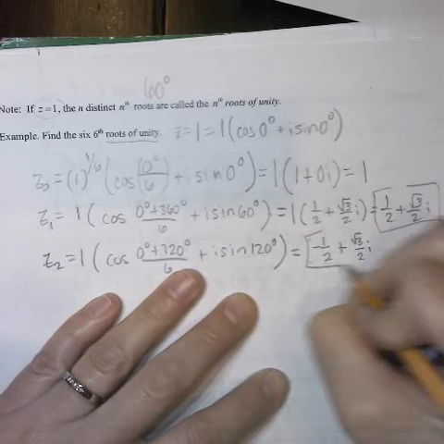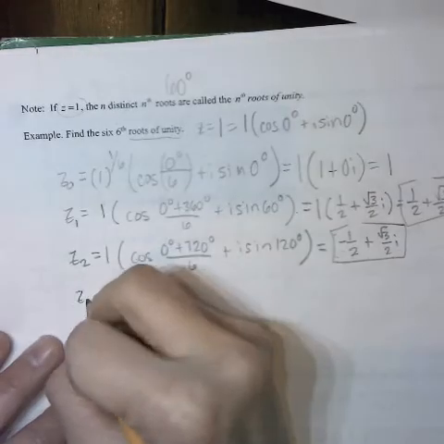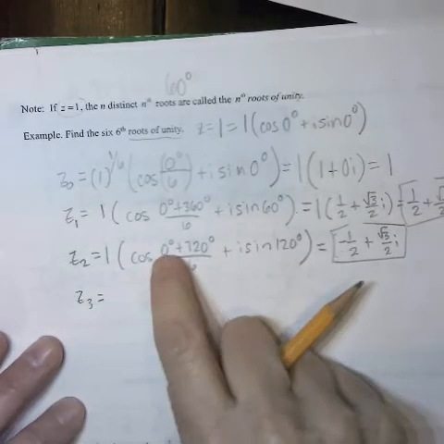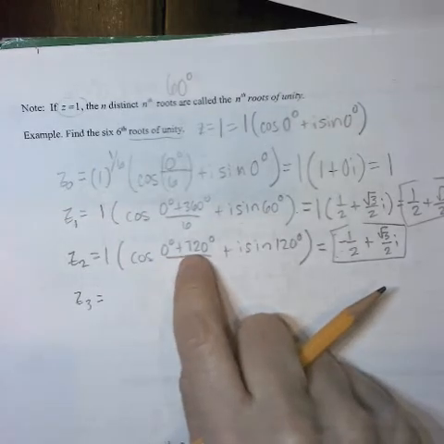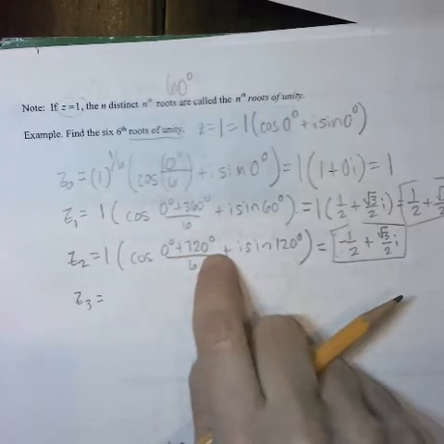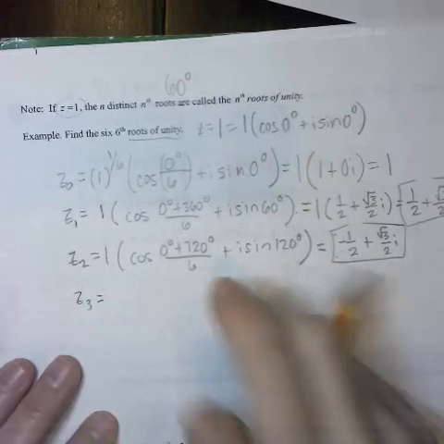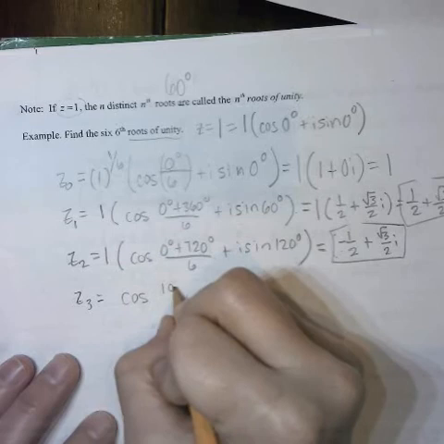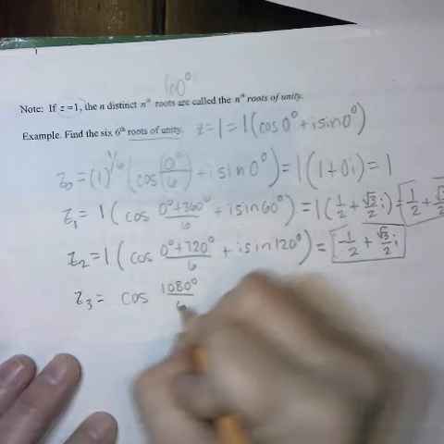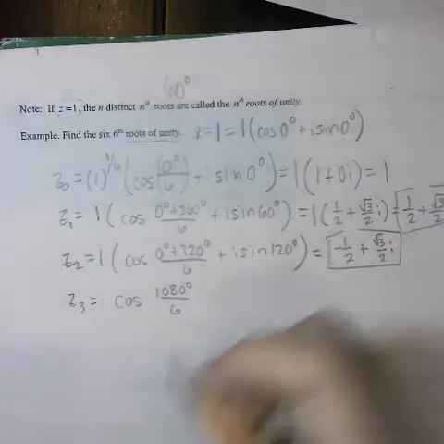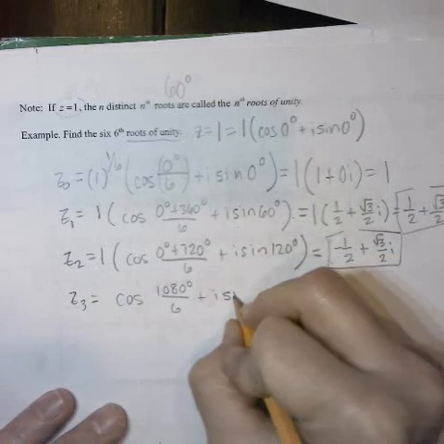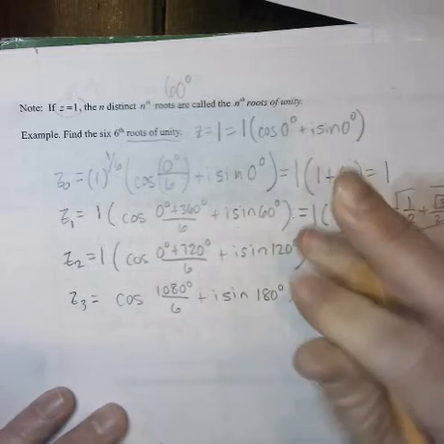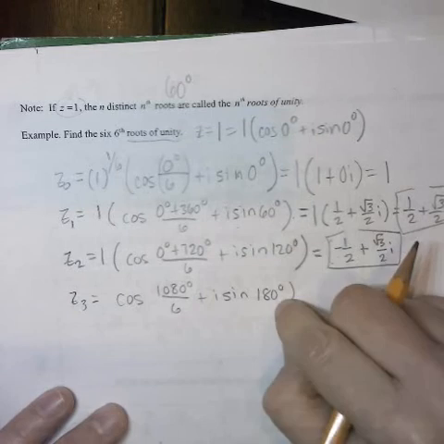Then z sub 3. So now the next one would be, you take 360 times 3. I'll do one more step like this, but then I'm going to start using the other form. So you get cosine of 1080 degrees divided by 6, which is 180 degrees. But it's just easier to just add 60 to the previous argument. So I'm going to do that from now on.